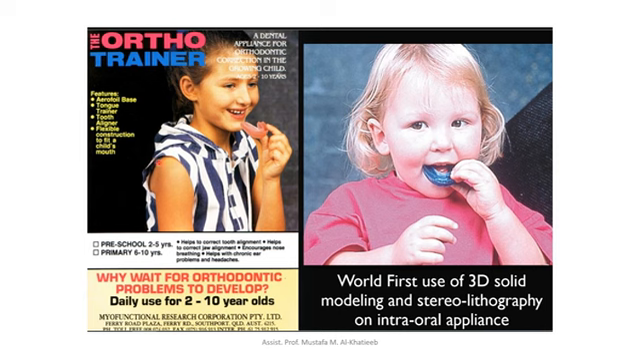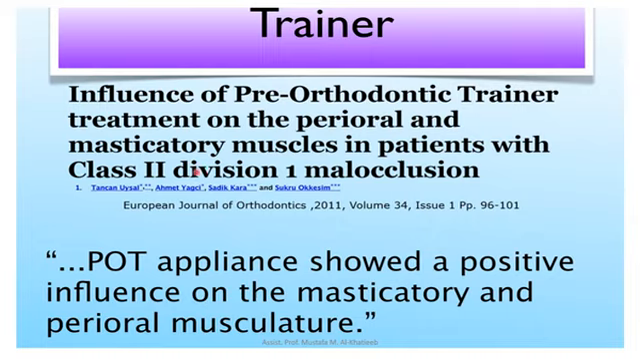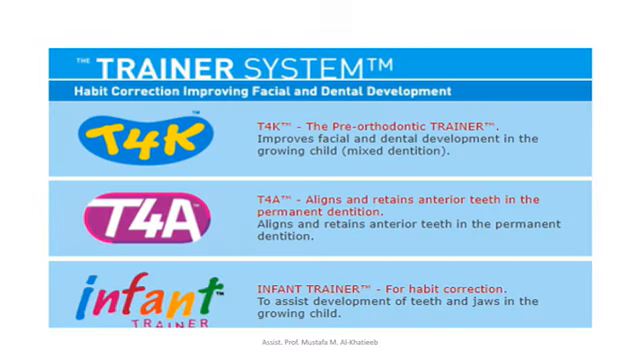Myofunctional Research Corporation produced the world's first use of 3D solid modeling and stereolithography on an intraoral appliance. The influence of the pre-orthodontic trainer treatment on the perioral and masticatory muscles in patients with class 2 division 1 malocclusion: the pre-orthodontic appliance showed a positive influence on the masticatory and perioral musculature, as research published by the European Journal of Orthodontics in 2011.